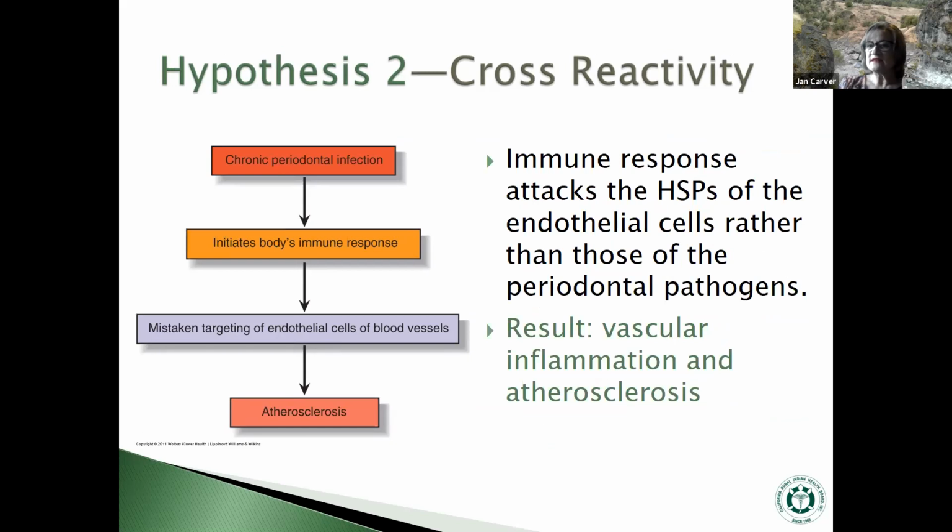What happens then is your immune system is already going after these things, so they hypothesize that maybe your immune system that was meant to go after the periodontal pathogens is now going after the blood vessel walls. So that's what they're calling cross-reactivity. So it's basically attacking the wrong thing because the body gets confused.